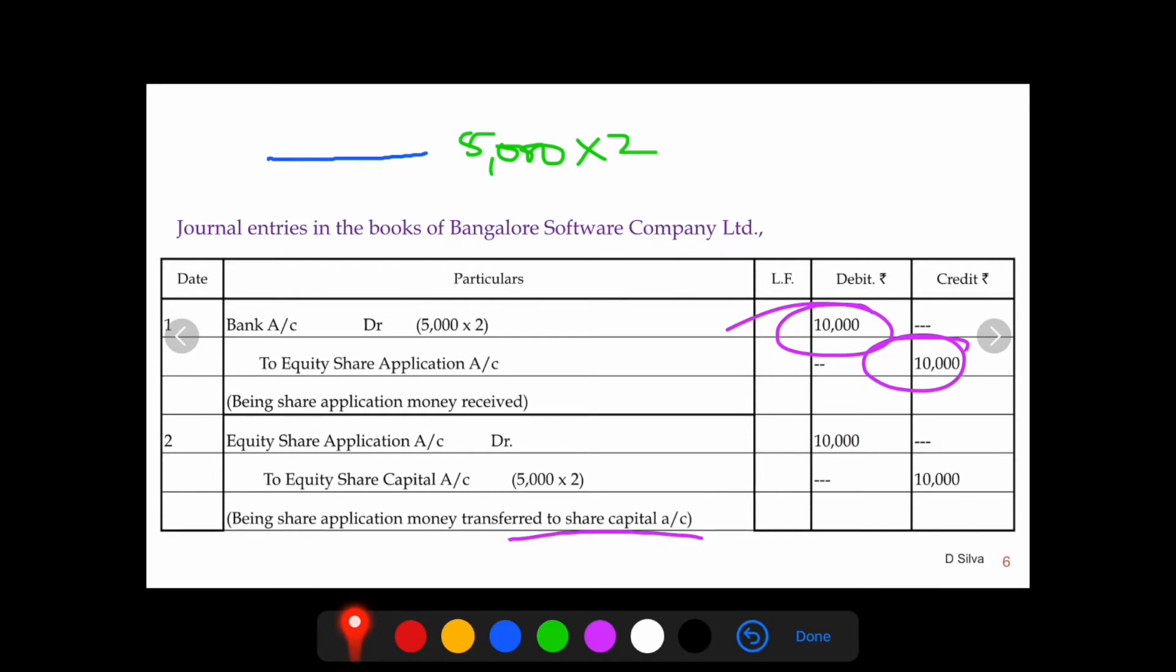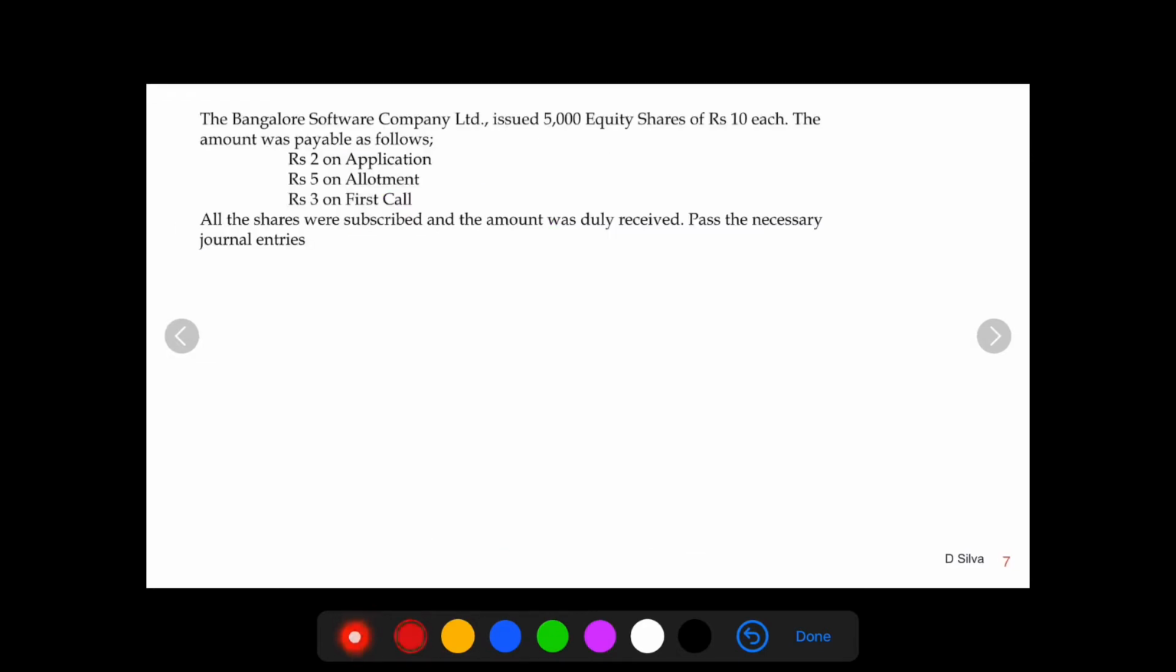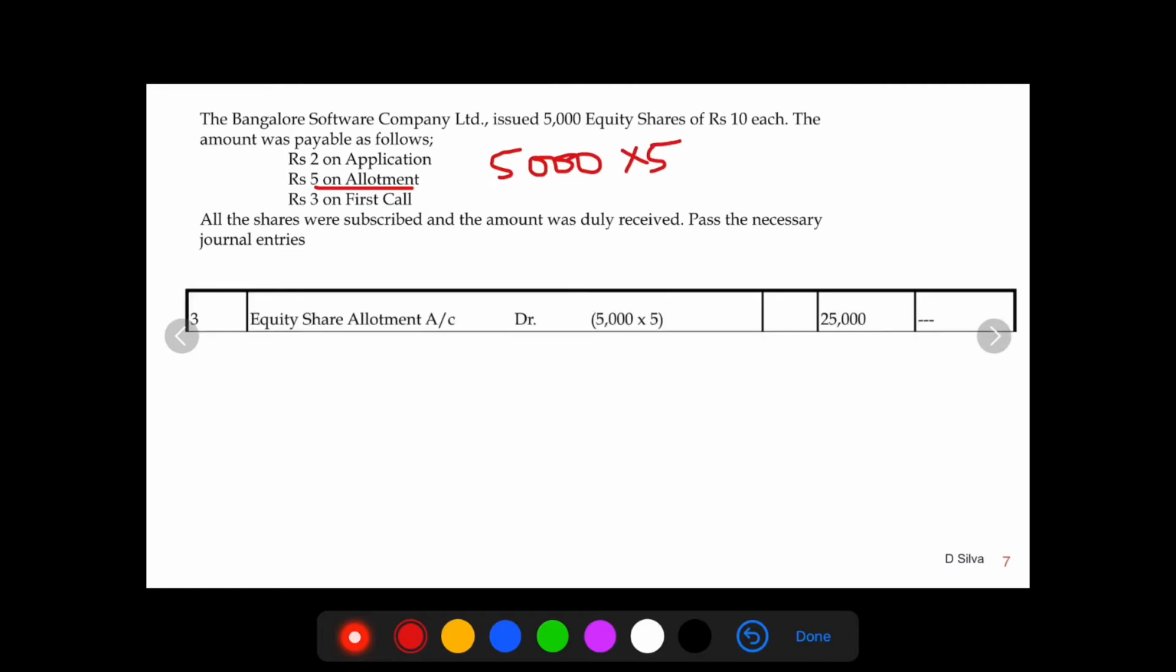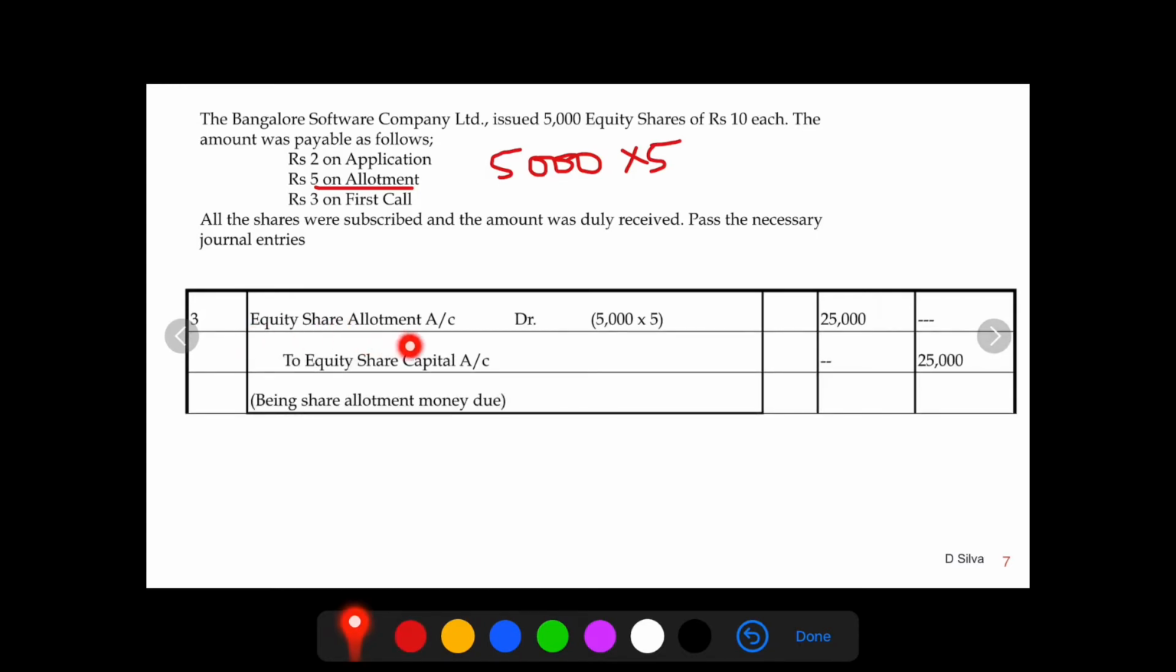So here you can observe, students, in the journal entry I have used the word equity because it is being mentioned in the question. Journal entries for allotment. So on 5,000 equity shares, rupees 5 is being collected on allotment. Then the journal entry is equity share allotment account debit to equity share capital account, being share allotment money due. So money is still pending. We haven't received it. That is on 5,000 equity shares of rupees 5.